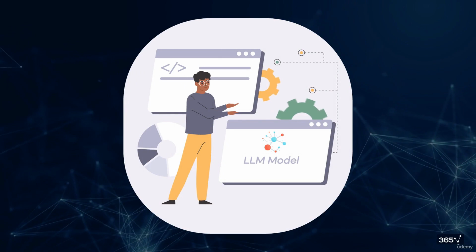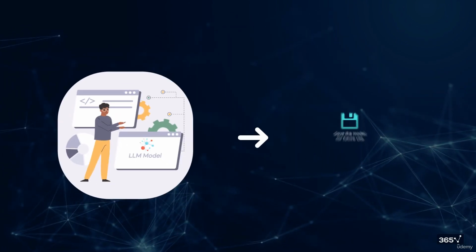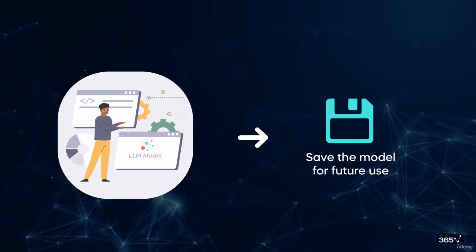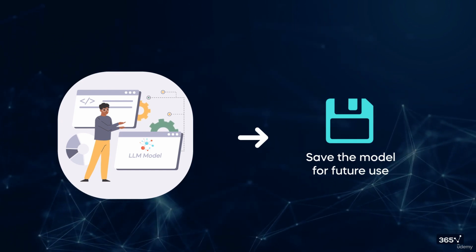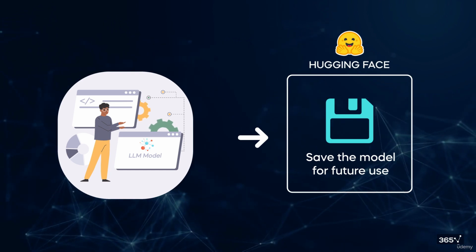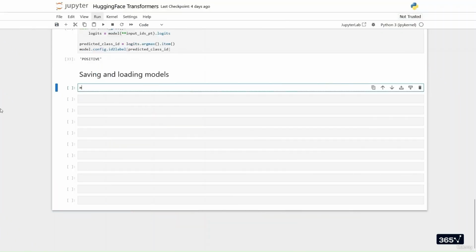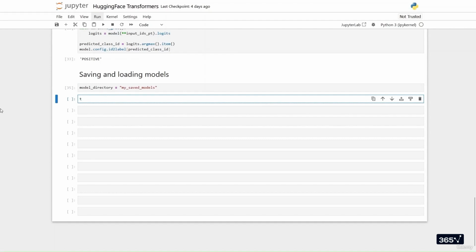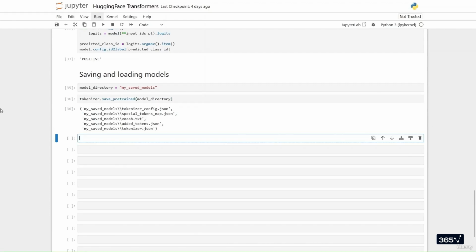Let's say you've been working on a model and now you want to save it for future use so you don't have to retrain it with your data each time. Hugging Face allows us to do this easily. We first want to set our model directory where we want to save our models. So we'll create a folder called My Saved Models. We can then save our model and tokenizer by using the save_pretrained method. We just need to provide the model directory of where we want to save the tokenizer and where to save our model.